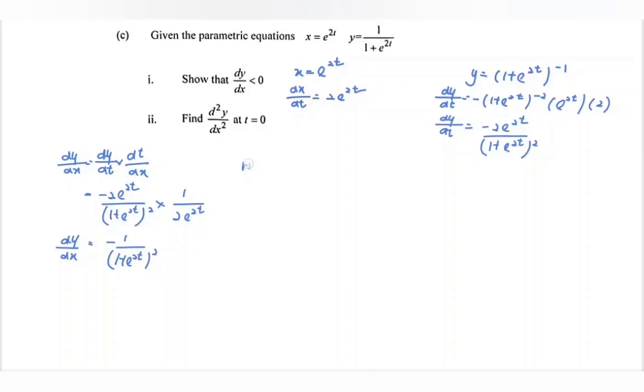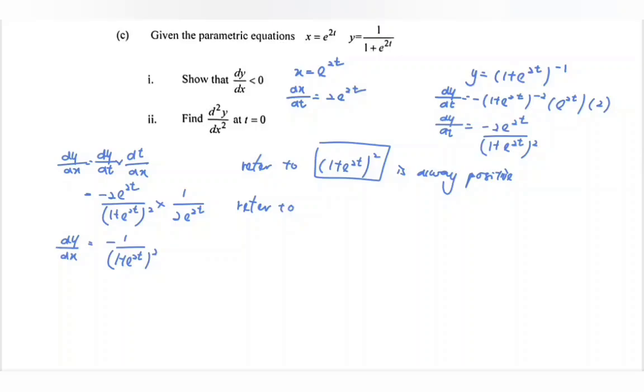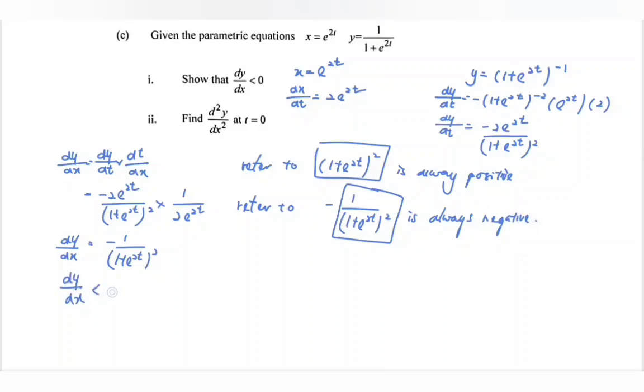First of all, refer to (1 plus e to the power t) squared. As we all know, based on these parts, we have to note that it is always positive because of the square. Continue. Refer to this part as a whole. Since this is positive, then multiplied with the negative, it is always negative. So from here we can say that dy/dx is less than 0, and then we have already shown the situation given.